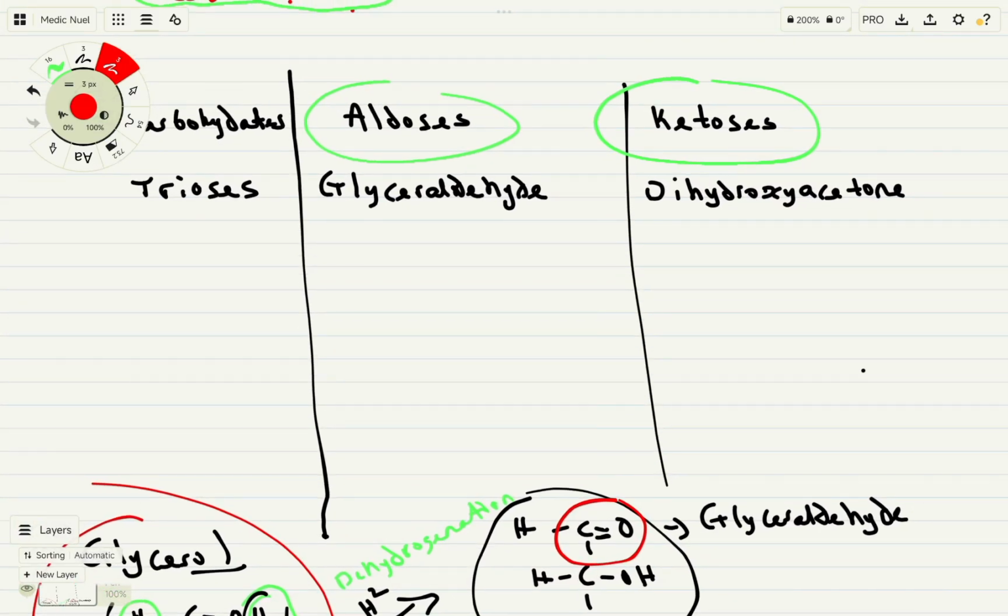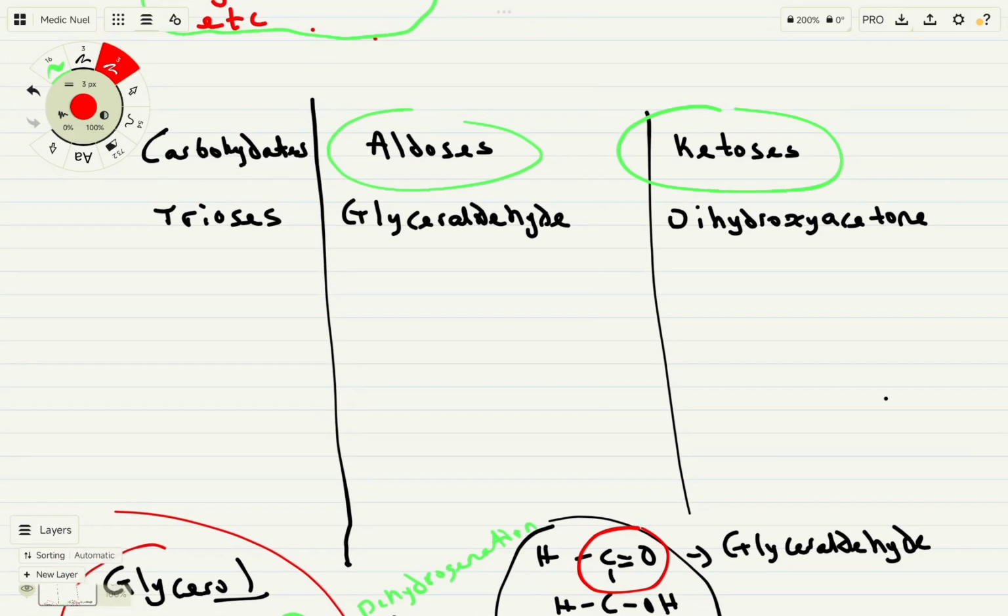Now since we have the smallest unit, the other is easy. Now I'm going to be writing out the other monosaccharides that we have. 3 is the smallest that we can have, we cannot have less than 3. So if we have 4, that's going to be tetra, so that is going to be tetrose.